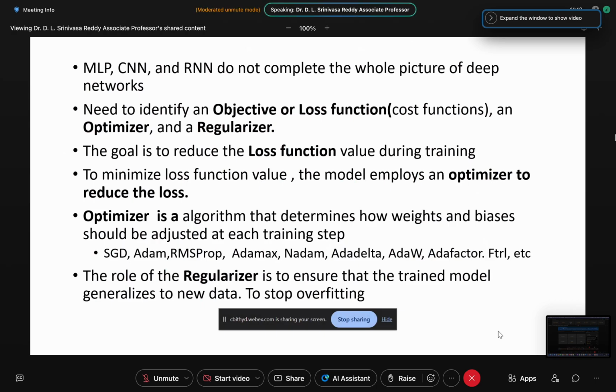Anyone? Any answer is okay, acceptable. That may be right, that may be wrong. What is our goal in this training process of any model, deep learning or MLP or any other machine learning models?